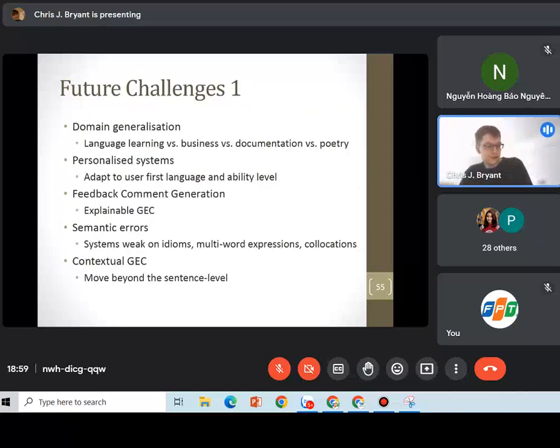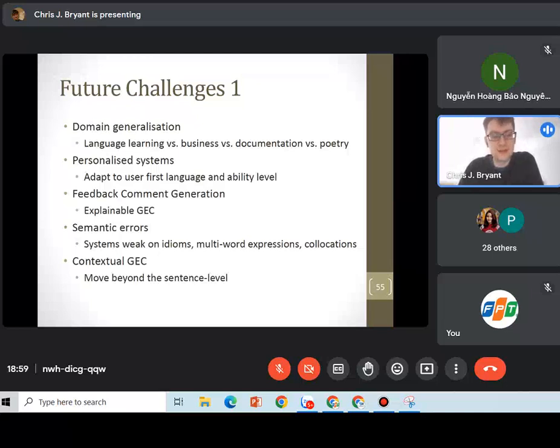So to wrap up a little bit, I see we're hitting the hour. Future challenges. So one is domain generalization. As I mentioned, most of these systems have been designed with language learning in mind, but it's also important to consider error correction systems for other domains, such as business or documentation or literature, poetry.